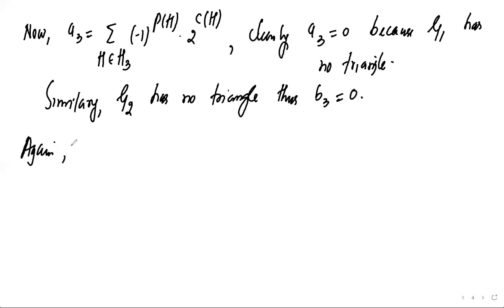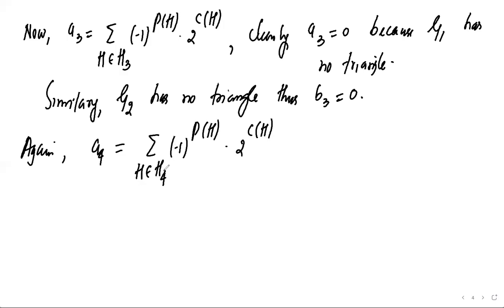Now again, if we want to compute A4, A4 will be the sum like this. It is the summation over H belonging to H4 of (-1)^p(H) times 2^c(H). Now H will be a basic figure of order 4. H4 is the list of all basic figures of order 4, and H will be an element of H4. So H will contain four vertices. And now the basic figures of order 4 are either the union of 2 cycles or they are C4s.